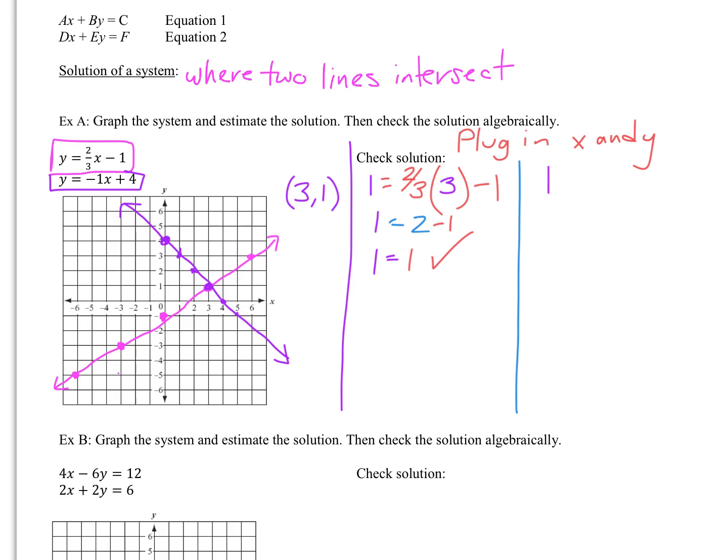So for the second equation, I do 1 equals -1 times 3 plus 4. So I'm taking the 3, 1, putting the 3 in for my x, the 1 in for my y. I do my math, I get -3 plus 4. Does it work? Yep. So we're good. Since it worked for both, I know I did it right. 3, 1 is my solution, and we're good. Okay?